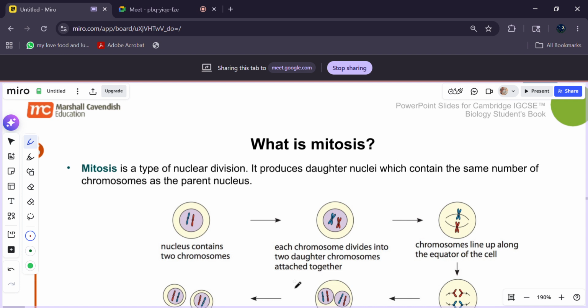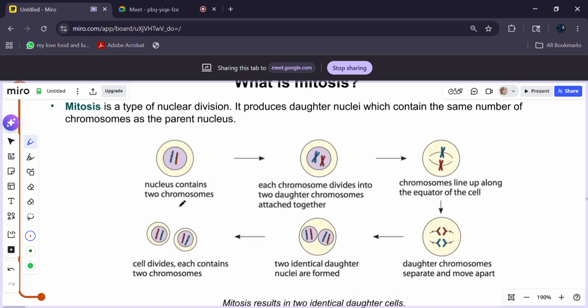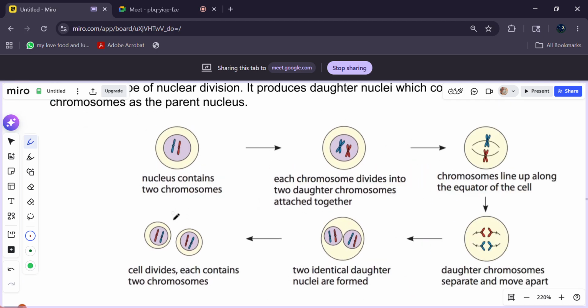So mitosis is the nuclear division that produces daughter nuclei which contain the same number of chromosomes as the parent nucleus. As you can see in the diagram, here is a nucleus containing two chromosomes. Each chromosome divides into two daughter chromosomes attached together. The chromosomes line up along the equator of the cell, and the daughter chromosomes separate and move apart. Two identical daughter nuclei are formed, and the cell divides, each containing two chromosomes.